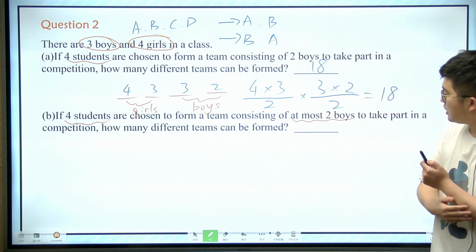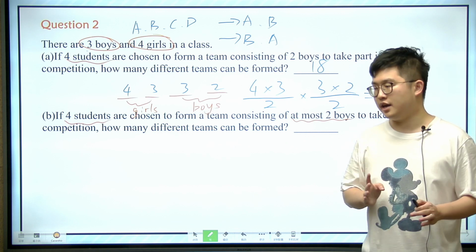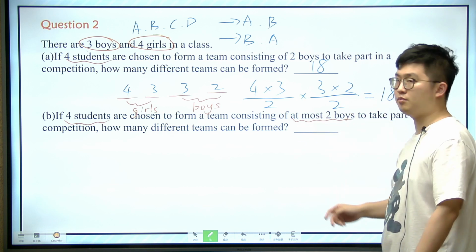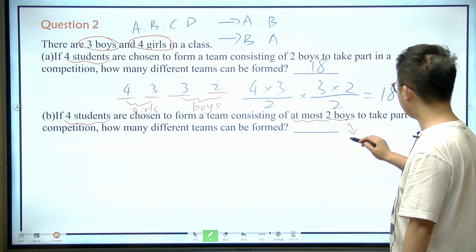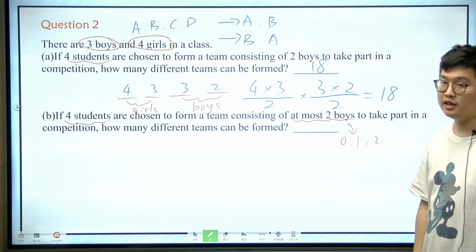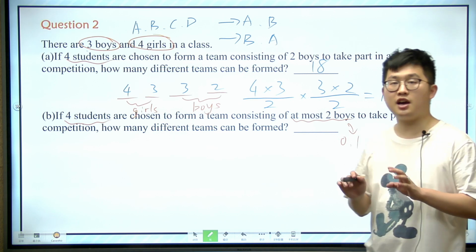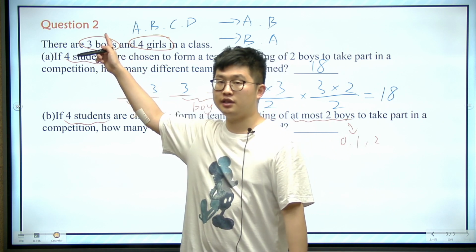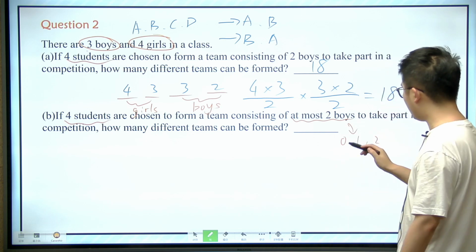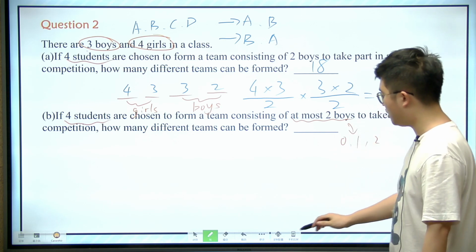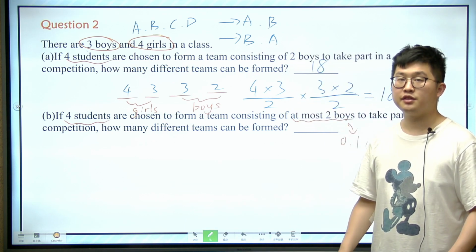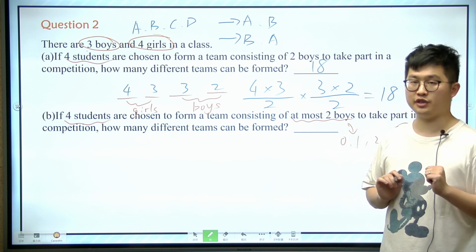I believe that the best way is to think otherwise. At most 2 boys means you can have 0, which means no boys, or 1 or 2. But if we think otherwise, there are only 3 boys. So if we consider all the situations, there can be no boys, or 1, or 2, or 3. This means all the boys should be chosen.